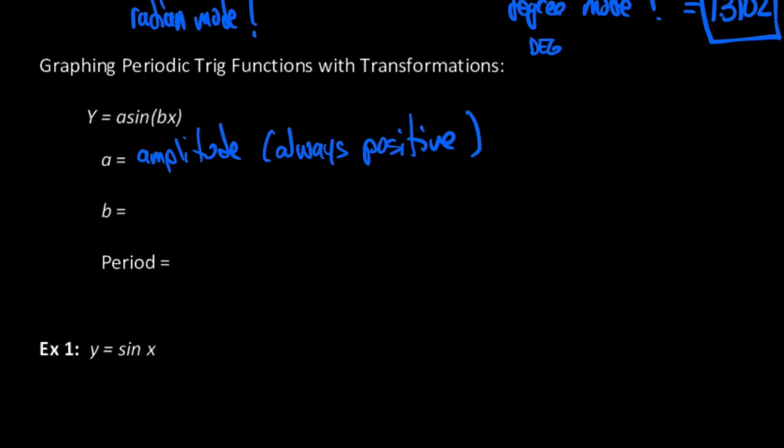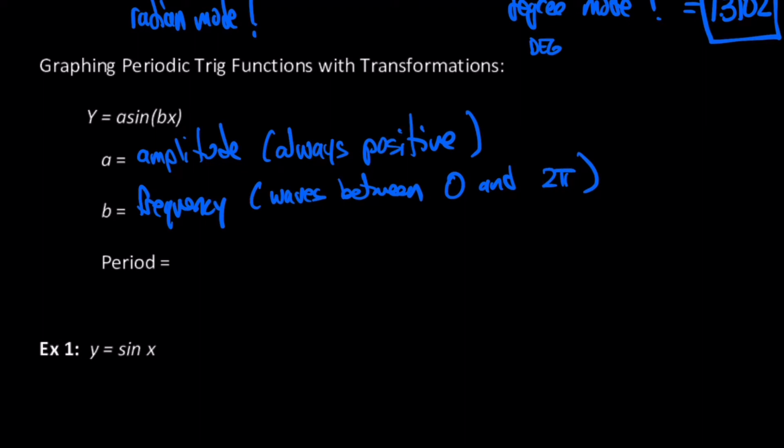It's always positive. B we call the frequency, and this gets a little bit tricky when we're talking about time versus traditional 0 to 2 pi. So for the beginning part of graphing, think of frequency as waves between 0 and 2 pi. Later on, when we talk about harmonic motion, we'll talk about frequency per unit of time, and it's going to be a little bit different.